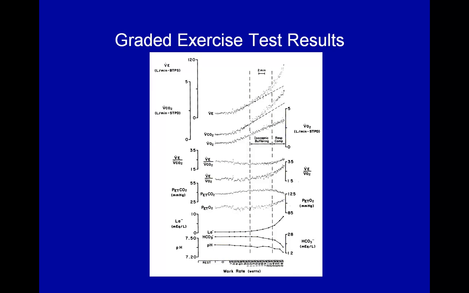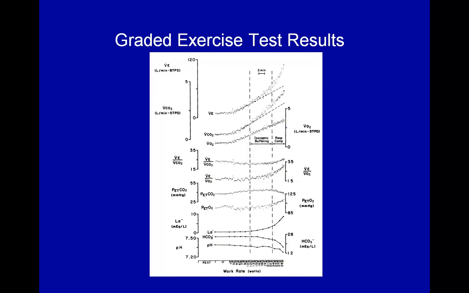So, if we do a graded exercise test with somebody who's on a treadmill, or in this case on a bicycle ergometer, and the reason why I know that is because the work rate on the bottom is being expressed in watts. That's typically the set of units that we express work on a bicycle ergometer. We've got somebody who starts off at rest and then gradually increases incrementally their work rate. So it's a progressive exercise test if you think about that terminology.